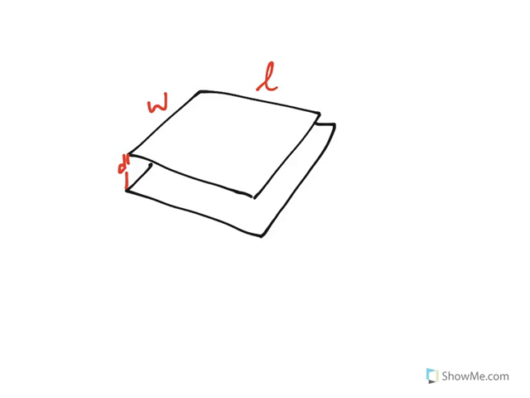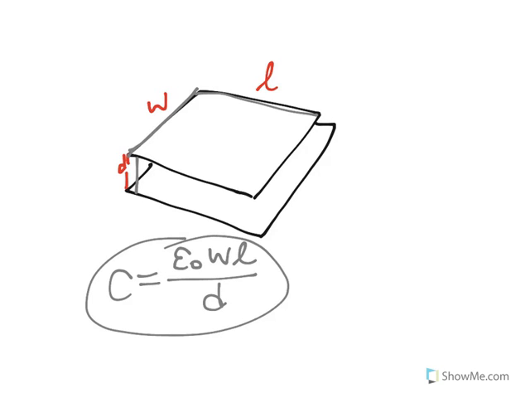So if we were looking at this capacitor and we wanted to find the capacitance, we'd simply multiply those factors the way that the formula tells us to. So we'd start with epsilon naught, and then we'd multiply it by the area, which is just going to be W times L, and then the whole thing is divided by the distance D between the two plates. So that would be the capacitance of this.